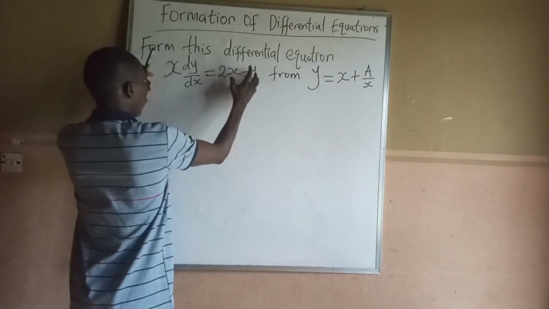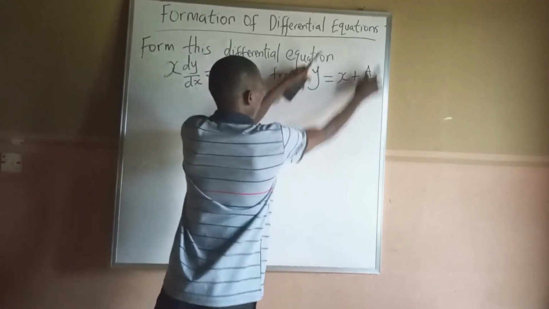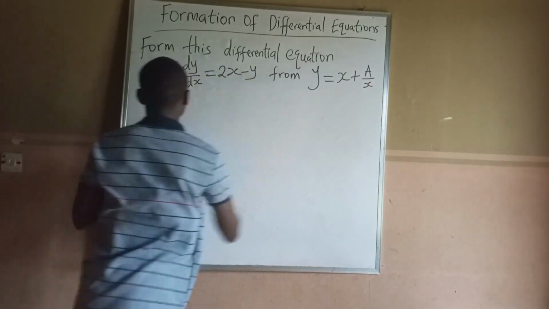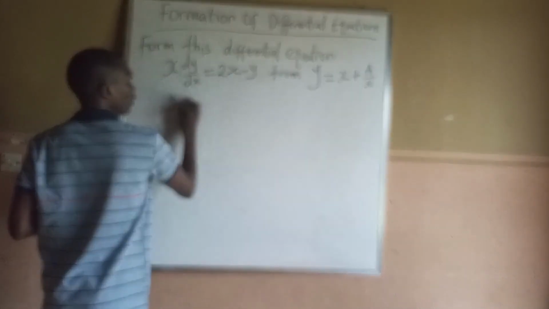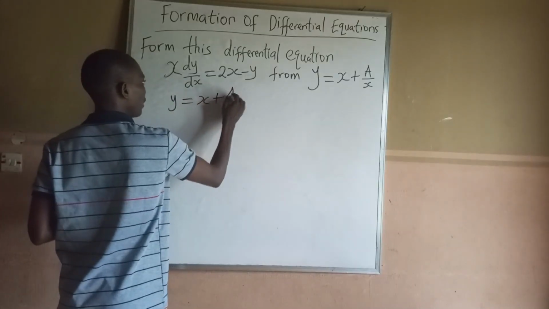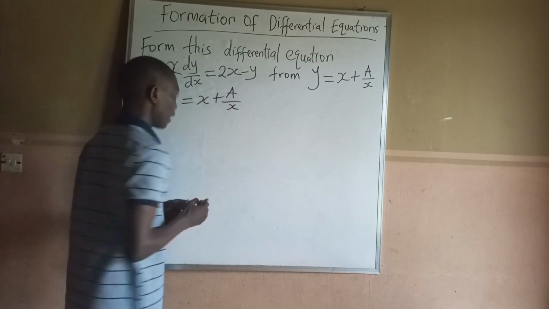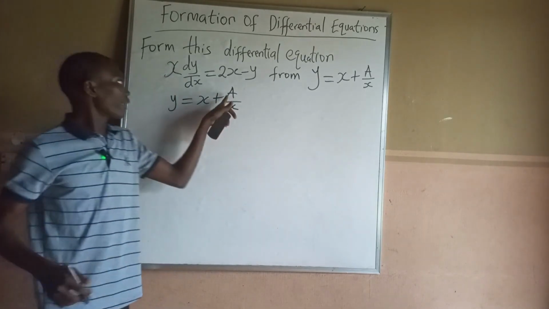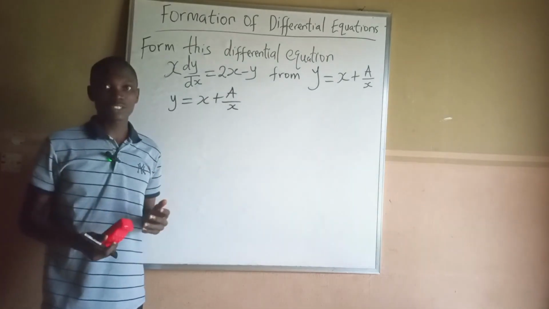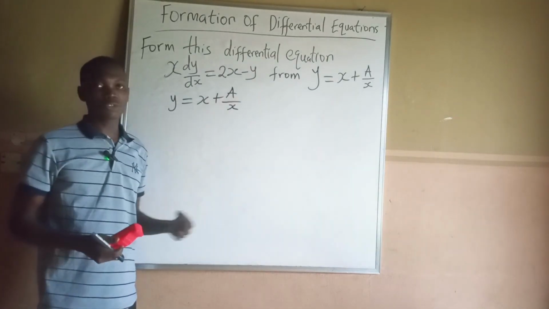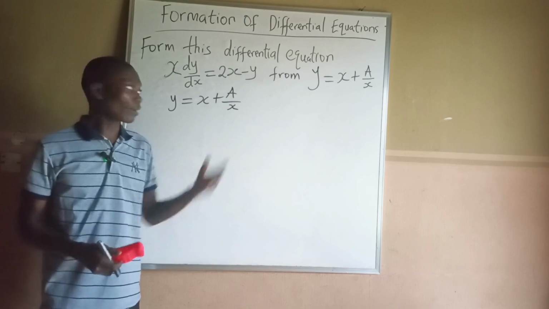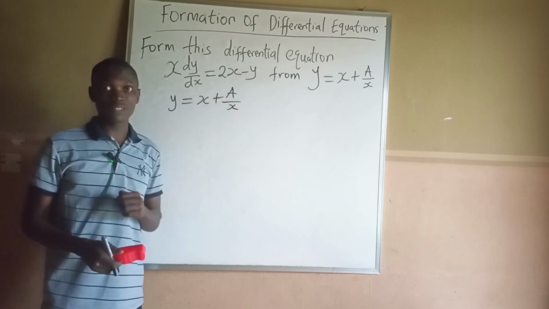Now, as I've said, I want to form this differential equation from this. So I'll bring out this. I'll be working with this. So we have y equals x plus a over x. Now, this a here is called an arbitrary constant, okay? So I will have to eliminate it. I will have to make sure that I get rid of this a, okay?